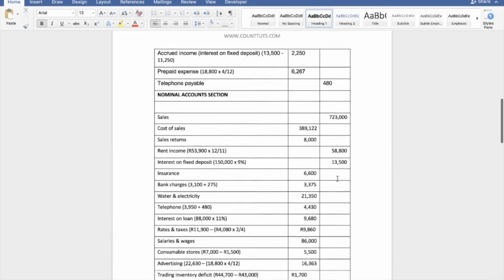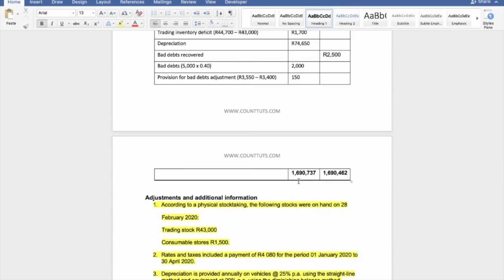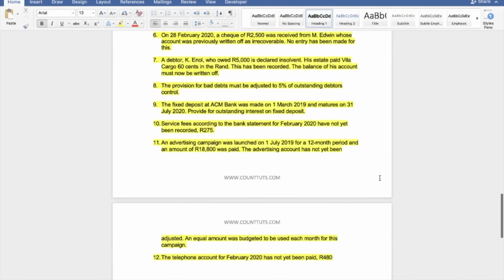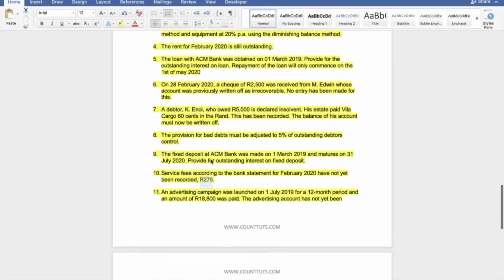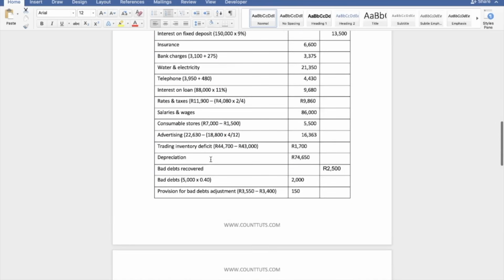I've just added them together, and what you'll note here is that they actually do not balance. You can see the debit side is 1,690,737 rand, and the credit side is 1,690,462. Now if you subtract the two and see what the difference is, you will note that the difference is actually 275 rand. And where is that from? So you just have to go down here and see number 10, 275 rand, the service fee. And I know exactly why it didn't balance and what we omitted.